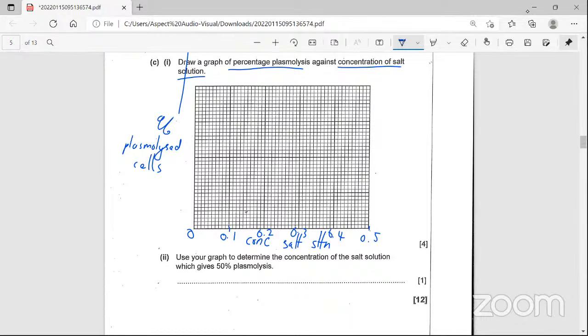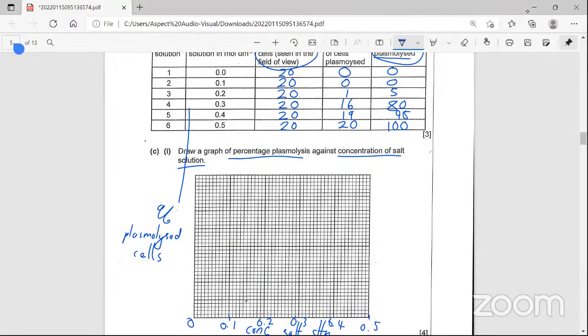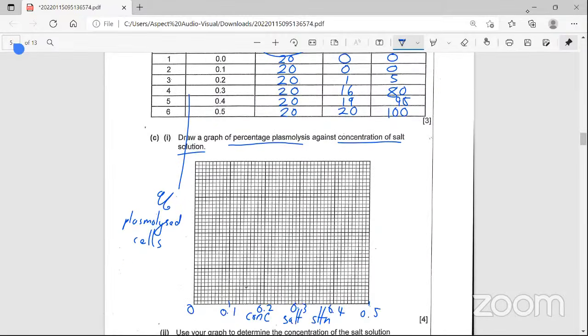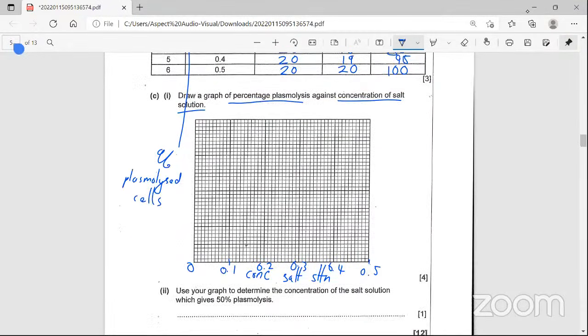Right, now percentage of plasmolized cells. Let's look at the percentage. We're going from 0 to 100. So here we use 25. Here 25, 50, 75, and then 100.